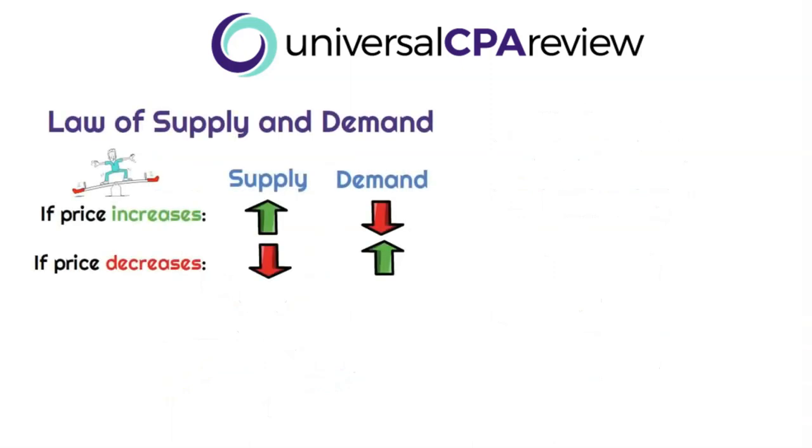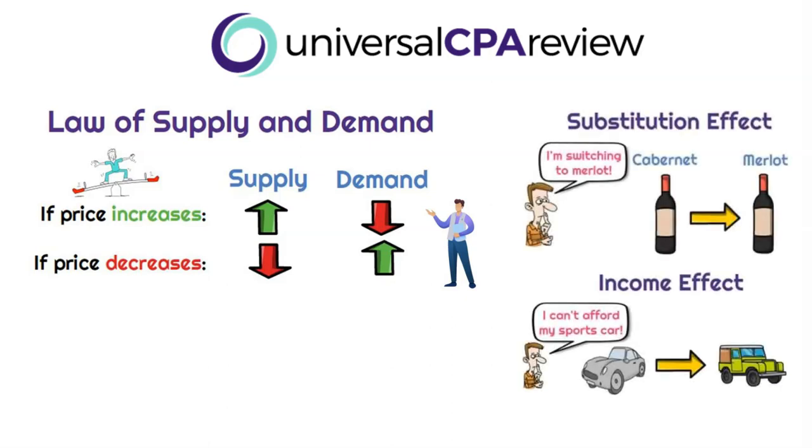Now, pricing can change demand, but there are also other factors that can change demand. Let's start with the pricing impact and the result on demand, right? As we saw in our laws of supply and demand, if price increased, demand goes down. If price decreased, demand goes up. So what are the two main reasons? The two main reasons are the substitution effect and the income effect.